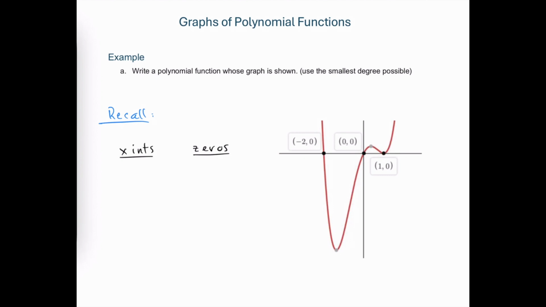Since we have an x-intercept at -2, we know that the polynomial function must have a 0 at x equals -2. Since there's another x-intercept at the origin, we know that there's a 0 at x equals 0, and the x-intercept at 1 tells us that x equals 1 is a 0 of the polynomial.